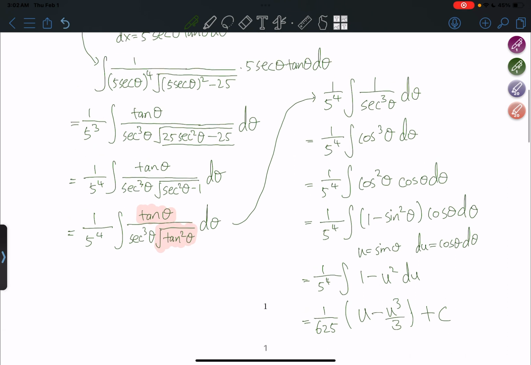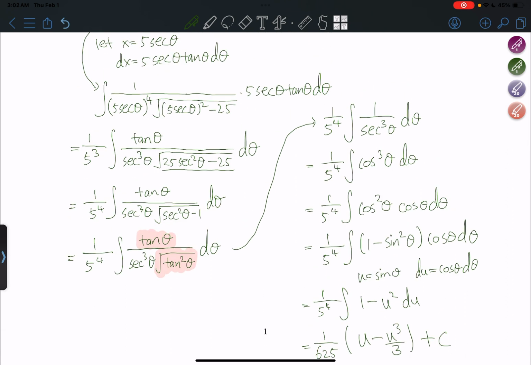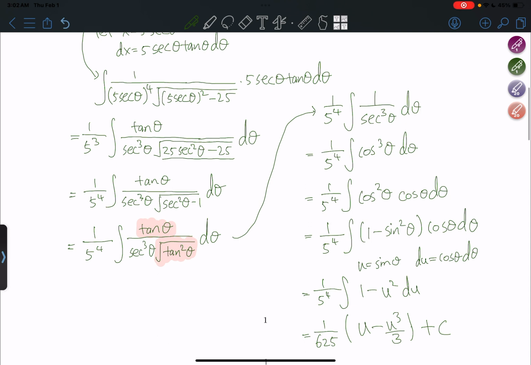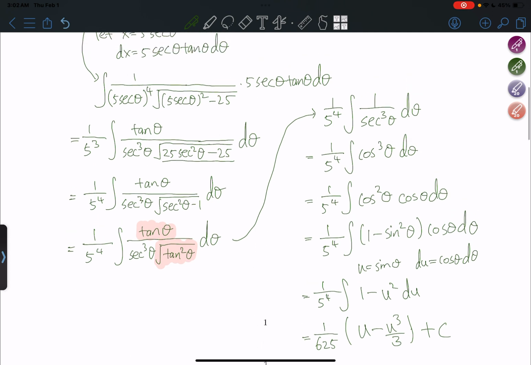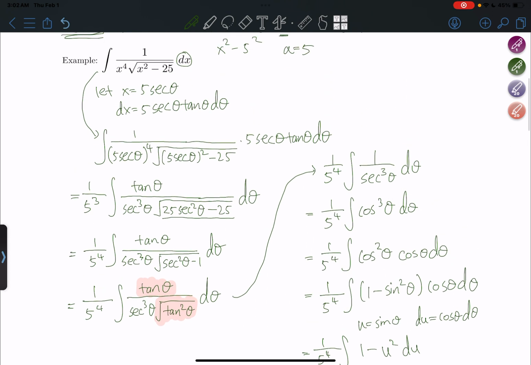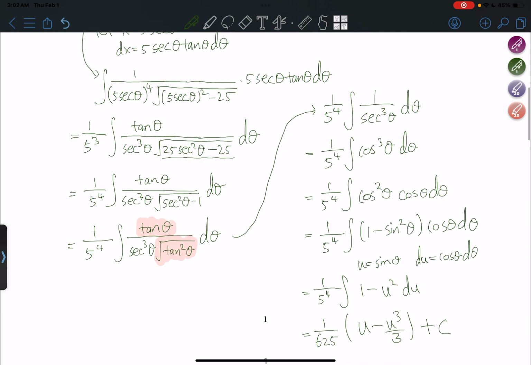Now, the small issue with this type of problem is you actually have to convert it back into the letter you started with. I did not start the problem with u. I did not even start the problem with theta. I have to convert this back into x. So that's the other challenge of this kind of problem. You've got to remember to do that.